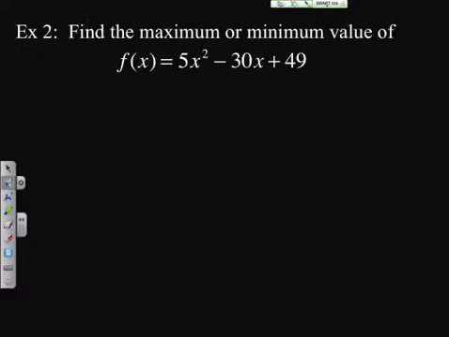Now, as we look at a function like this, we can use the process of completing the square to help us put this in standard form and find the vertex, which is going to be the maximum or minimum. So again, the first thing we do is we subtract the constant, 49.